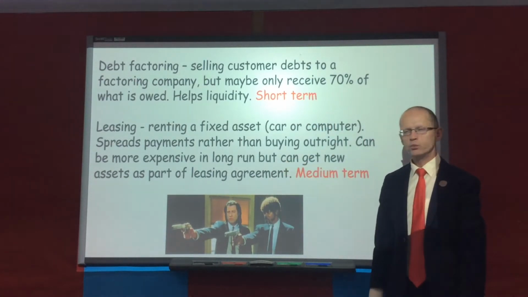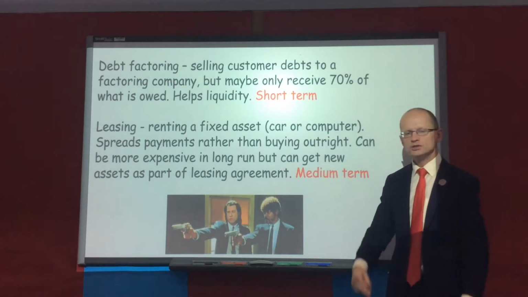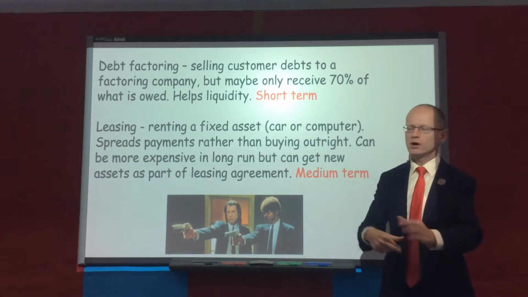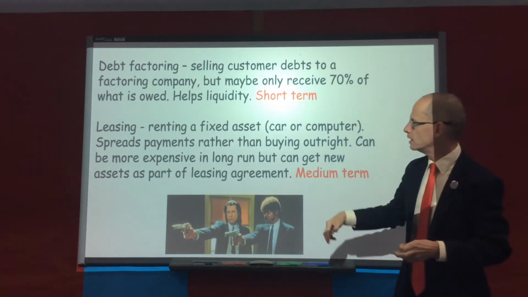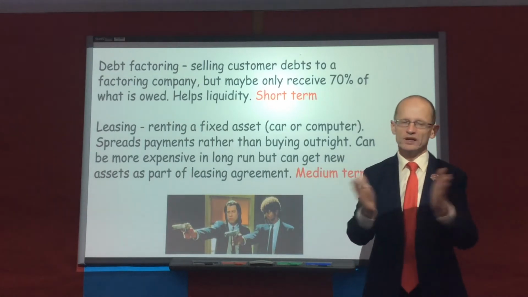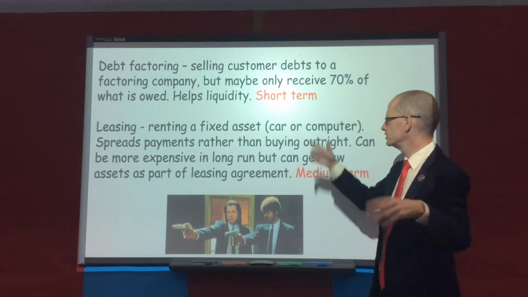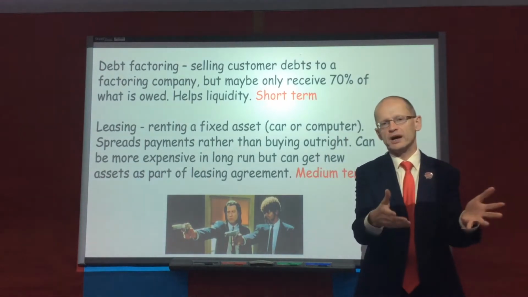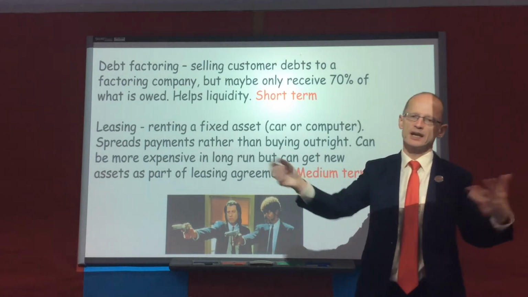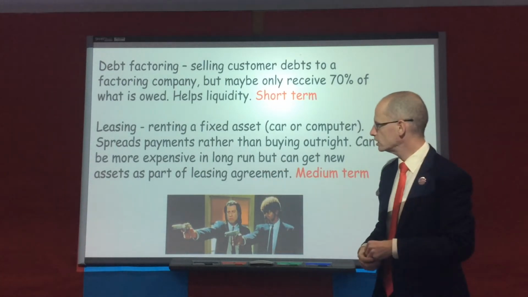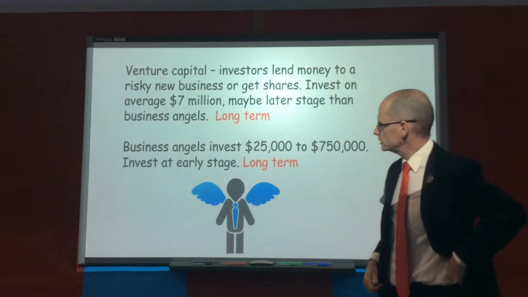Leasing is where you rent a fixed asset, like a car or a computer. As newer models of the car or the computer come out, they get replaced or updated. Generally speaking, if you rent something, you pay for each month, but the cost is probably more expensive. So let's say a computer costs $2,000 if you just buy it outright. If you're leasing it, its cost may eventually add up to $3,000 or $4,000.